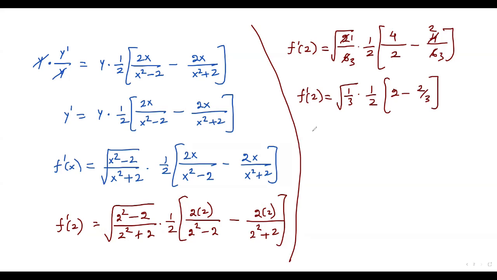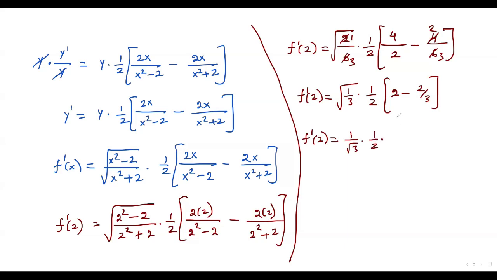f'(2) equals, we have square root of 1/3 here. Since we have square root of the fraction 1/3, we can distribute the square root to the numerator and denominator. When I distribute the square root to the numerator, I get square root of 1, which is 1, divided by square root of 3 in the denominator, times 1/2.